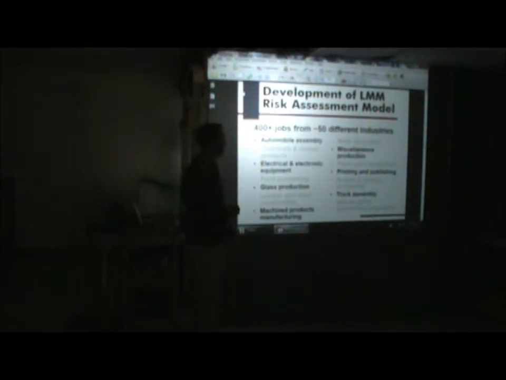I mentioned this already: 400 plus jobs over 50 different industry types. Don't worry about the grayed out ones. This was just how the slide was put together to distinguish between industries, even though gray on white is probably not the best scheme. But you can see a variety of different industries, looking at material handling applications, lifting specifically, for the lumbar motion monitor LBD risk model.